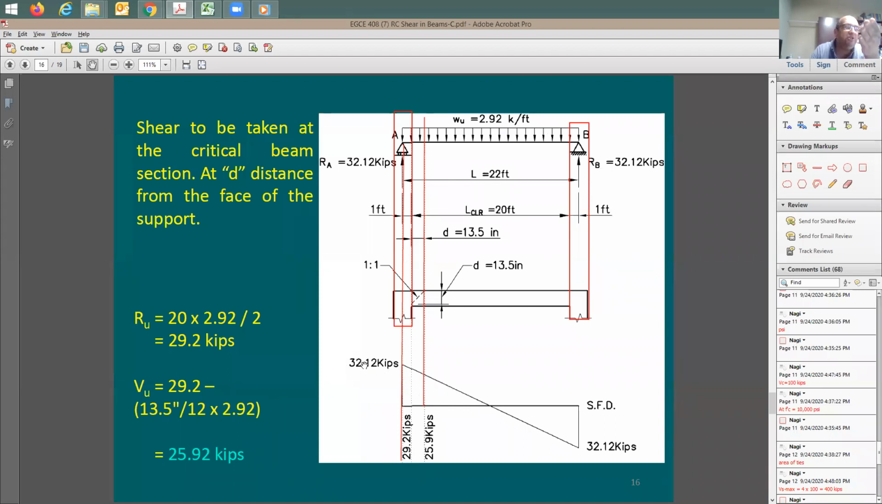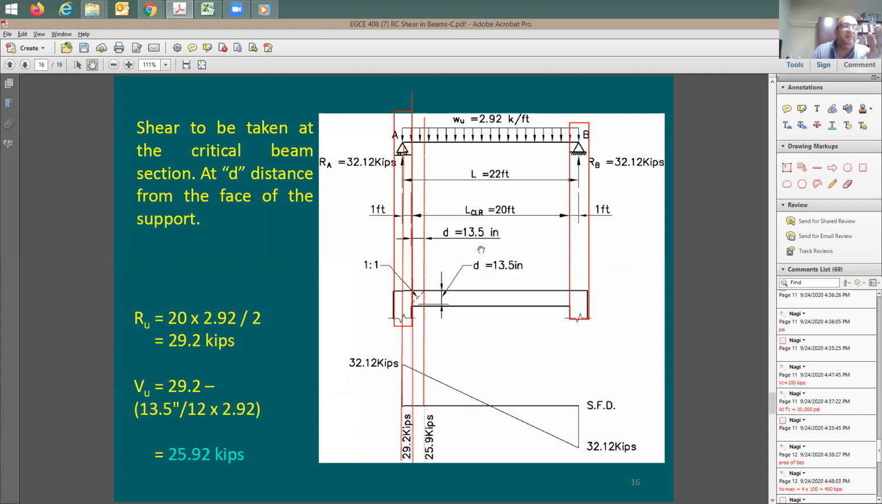But this is not the shear that I'd like to use in my design. I'd like to go at face of support first. Let's go here at face of support, which means at 1 foot. How much is the shear here? You say, well, shear here, I can find it easily. How do you do it? Look at the diagram, find this out. Or, you know that the shear change from here to here is going to be equal to how much? The shear change is going to be equal to this uniform load, 2.92, because it says here, this uniform load, 2.92 kip per foot.